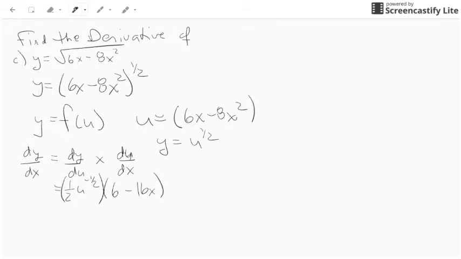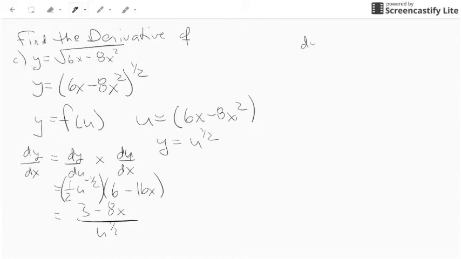Now I'm pretty pleased with how that looks. I'm going to simplify it a little bit. First of all, I know that u with the negative exponent is going to go down in the denominator. So this will be u to the 1/2 down in the denominator. And then I've got this coefficient of 1/2 out front. I'm going to distribute the 1/2 through that second binomial. So half of 6 is 3, half of 16 is 8x. There it is. So I've got 3 minus 8x over the square root of u.